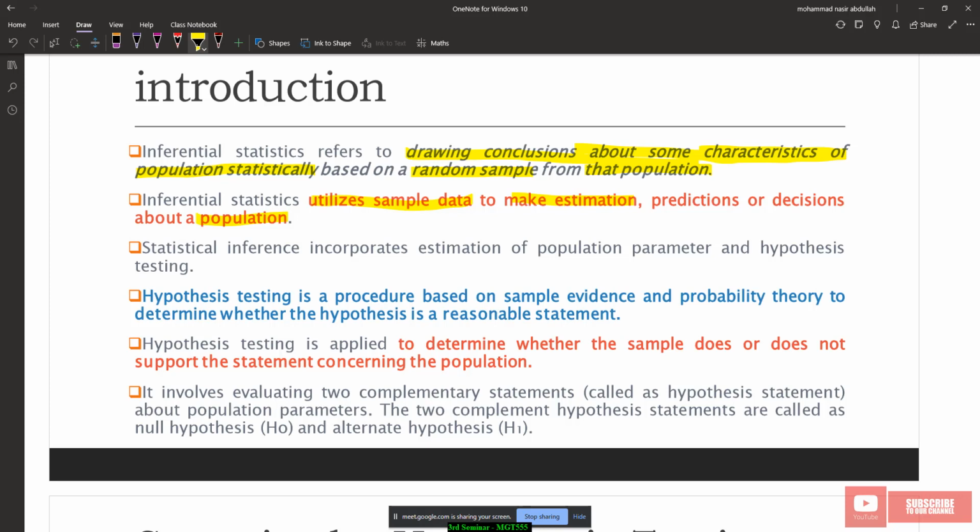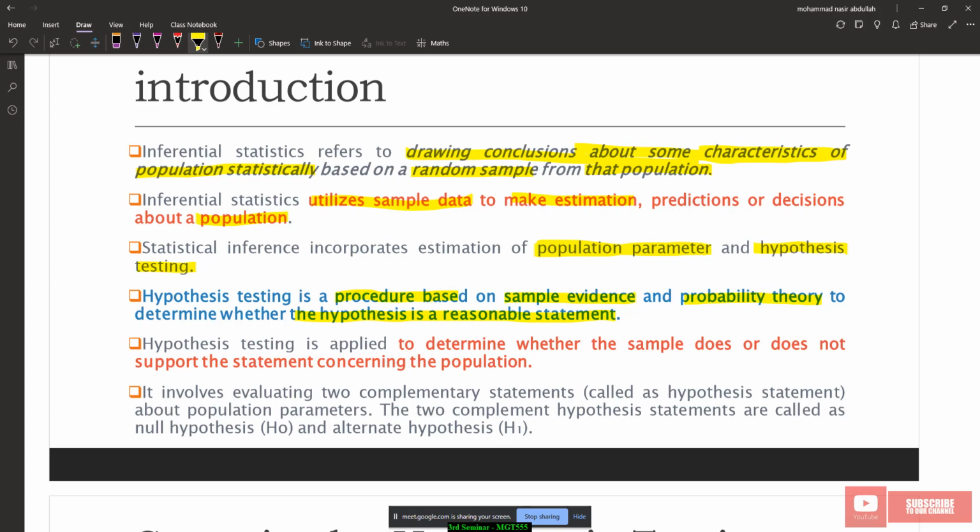So statistical inference incorporates estimation of population parameters, so we will consider population parameters and hypothesis testing. In this chapter, we are trying to do hypothesis testing. Hypothesis testing is a procedure based on sample evidence and probability theory to determine whether the hypothesis is a reasonable statement.